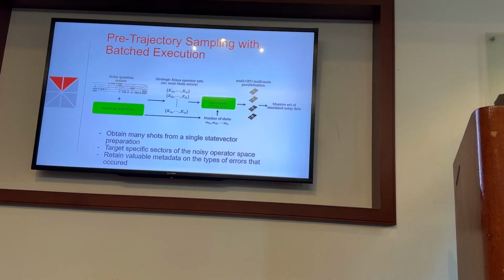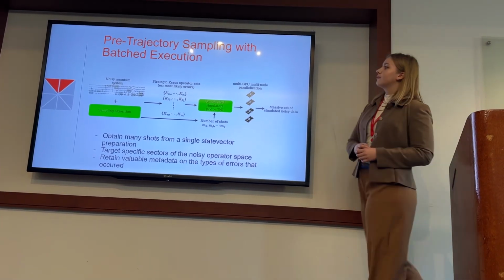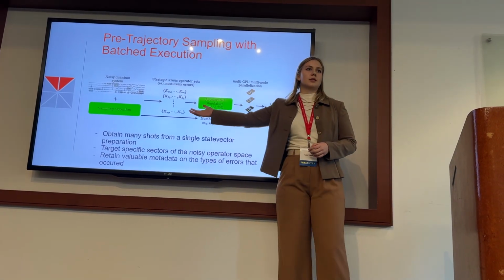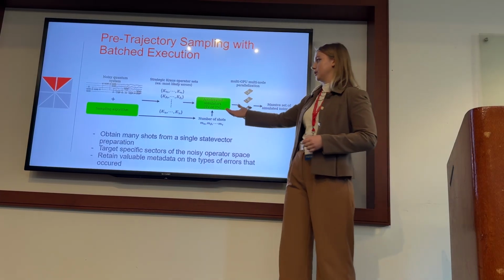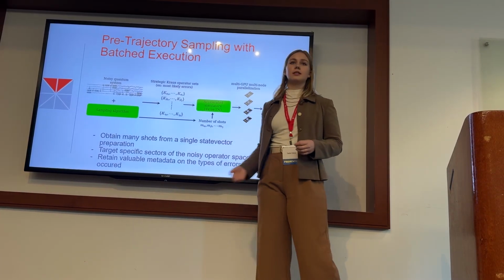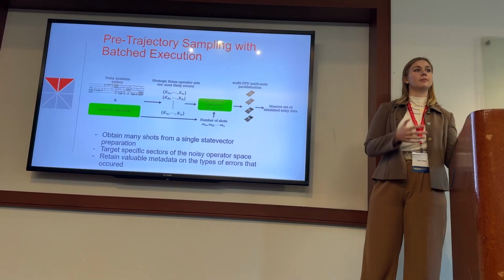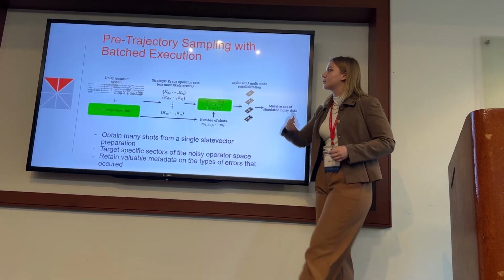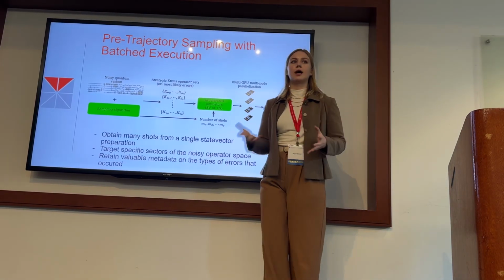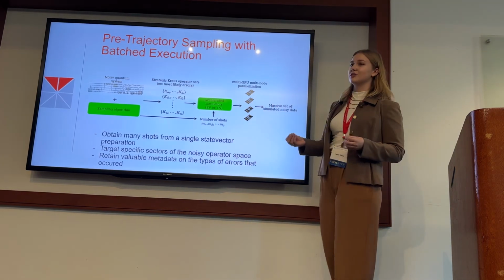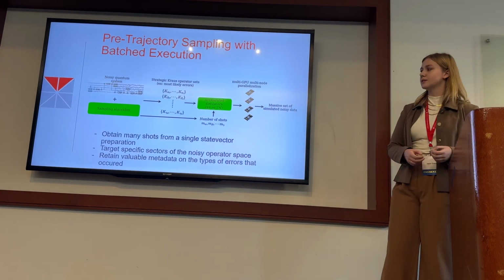So how does PTSBE actually work? First, we start with a noisy quantum system where errors can occur during its execution. Then we pass it into the sampling algorithm that will pre-generate specific error patterns depending on what we're going for. This could be most likely errors, or a specific kind of error we're trying to measure. This could also be targeting specific qubits.